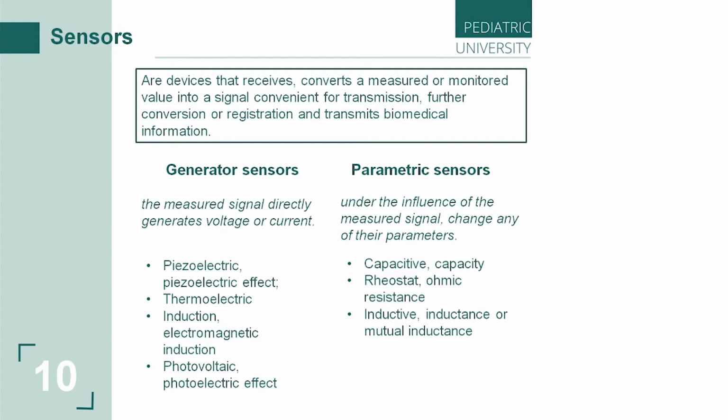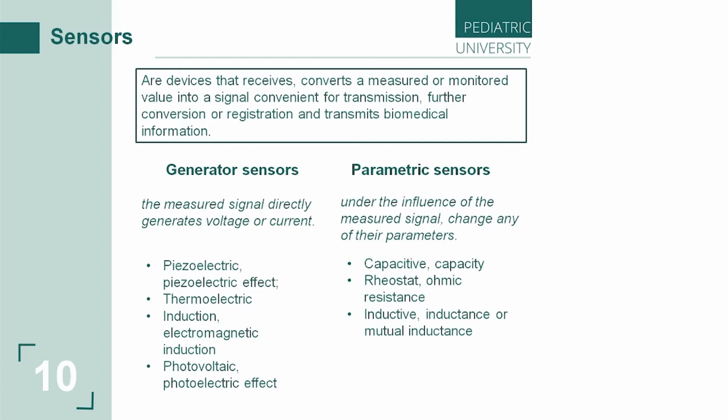Within the framework of medical electronics, only those sensors are considered that convert a measured or monitored non-electrical quantity into an electrical signal. The use of an electrical signal is preferable to others, since electronic devices make it relatively easy to amplify it, transmit it over a distance, and register it. Sensors are subdivided into generator and parametric sensors.